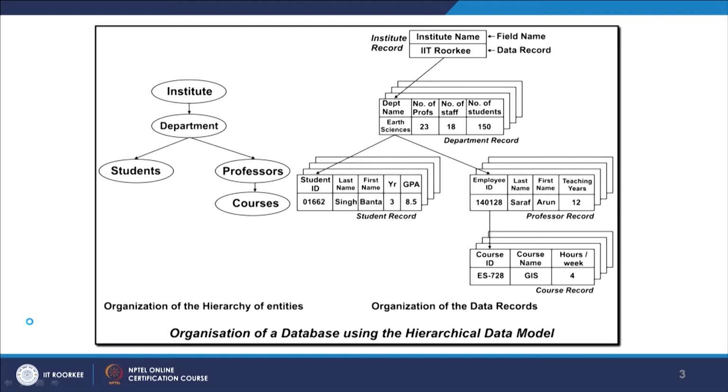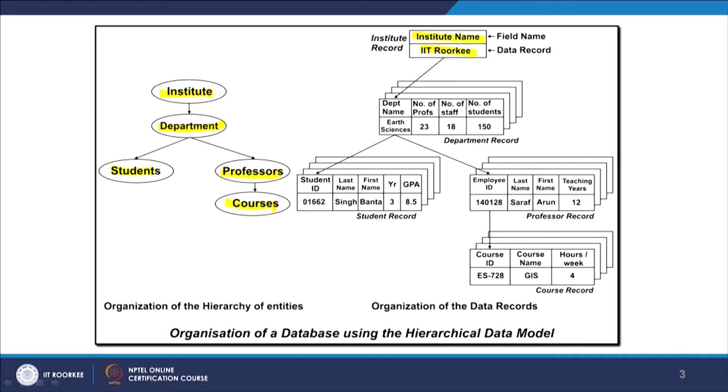I am taking an example from our IIT Roorkee setup. Here the main parent is the institute, and the institute has several departments, but here only one department is shown. Each department will have students, of course, then faculty, professors and courses. If we want to store all their data in our database management system in the hierarchical model, then things are stored like in a file.